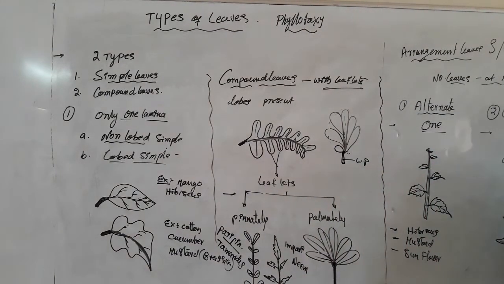They are best examples. Now coming to another phyllotaxy, this is whorled phyllotaxy. Whorled phyllotaxy is represented by many leaves at each and every node, that is, more than two leaves. Many leaves are present at each and every node. Examples: Nerium is one of the best examples, and Trillium. Nerium and Trillium.